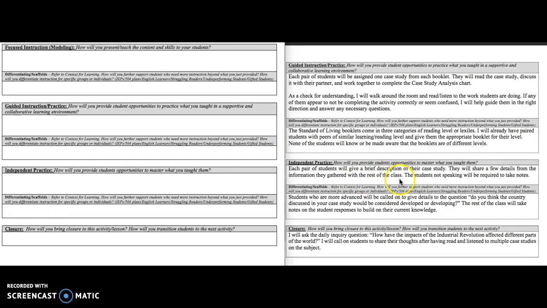So here the students will give a brief description of their case study. They could share a few details, and more differentiating scaffolds. More advanced students will be called on to give details to the question. The rest of the class will take notes.